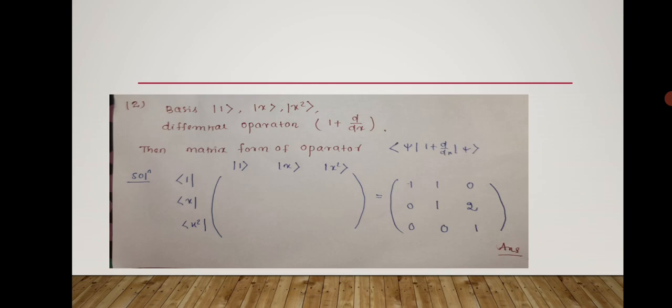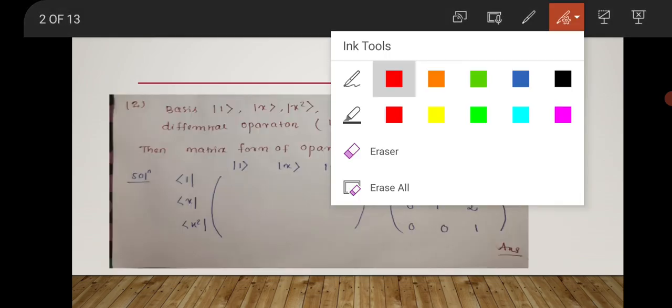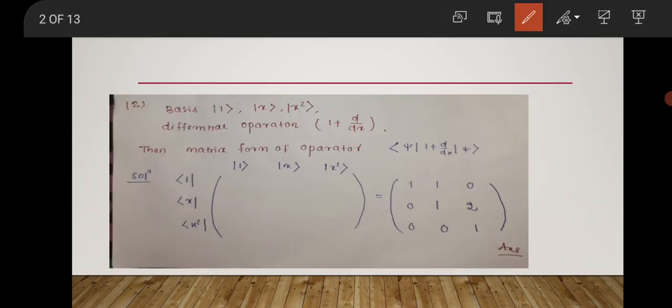So this was a very fantastic question from quantum mechanics. If you see, this question was in part C for the 5 marks. The question stated that there are three bases: 1, x and x square. The differential operator was given as 1 plus d by dx. Then it was asked for the matrix form of this operator.